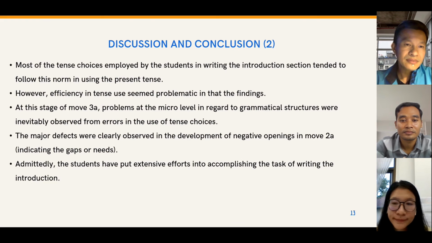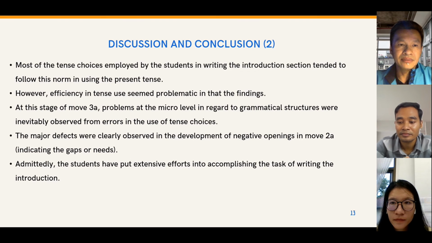Next slide, please. So the occurrence of the moves seems to show deficiencies in terms of the occurrences. For example, the tense choices employed by our students writing an introduction tend to follow the norm in using the present simple tense, but the tense use seems problematic in the findings. At this stage, Move 3A has problems at the micro level in regard to grammatical structures, which can be observed in terms of errors in the use of tense choices.